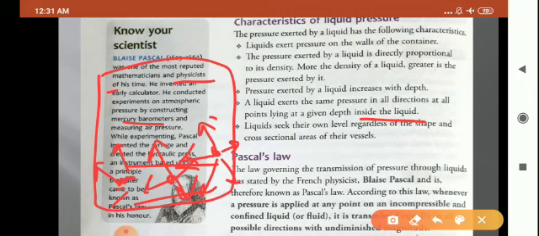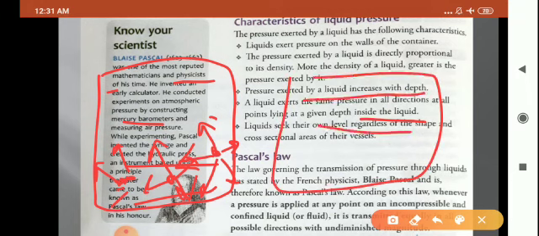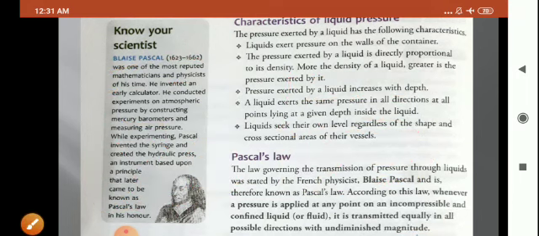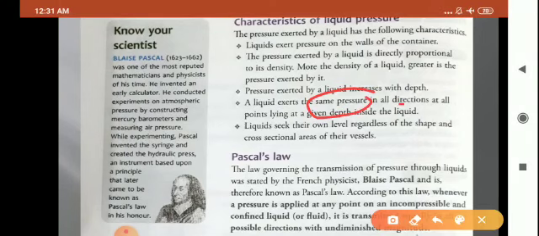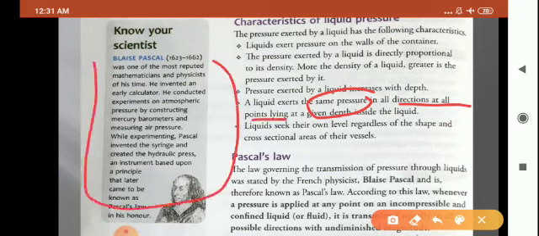किसी भी एक particular point में, suppose this is a jar containing any liquid. If I talk about this point, so at this point जो भी liquid pressure exert करेगा, that value will be the same in all directions. So a liquid exerts the same pressure in all directions at a point lying at a given depth. किसी भी depth में, at this point the liquid will exert the same pressure, जो भी value होगी pressure की, in all directions.